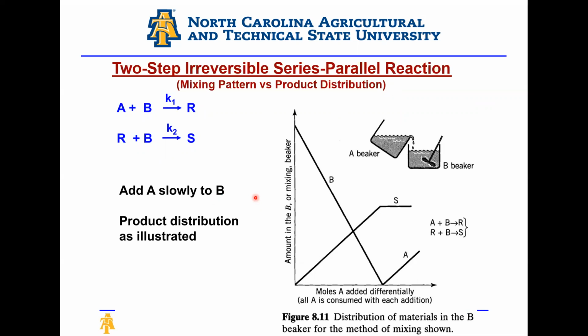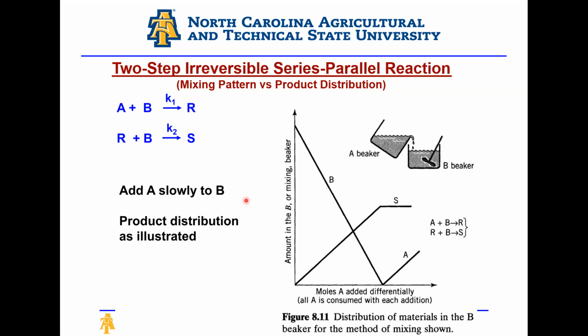And so in this case, I have A plus B going to R with a reaction rate constant of K1, and R plus B going to S with a reaction rate constant of K2. This system is series with respect to A, so A goes to R, R goes to S, and it's parallel with respect to B, because B reacts with both A and R to give me two products, R and S. And I'm going to qualitatively discuss the product distribution and the effect of the mixing pattern on the product distribution.